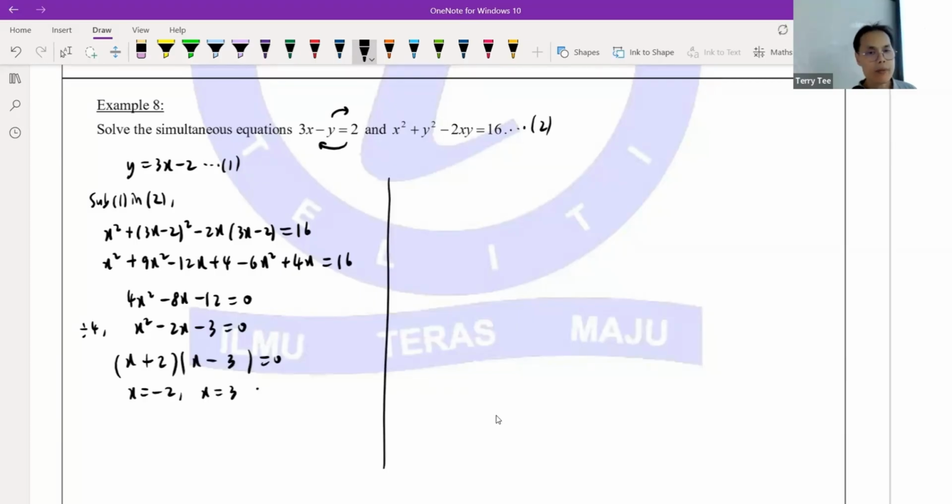Now with that, I will have to substitute this into equation 1 to find my y. My y is 3 times minus 2, which is minus 8. My second y will be 3 times 3 minus 2, which is 7. So notice you have two answers for x and two answers for y. Sorry, I factorized this wrongly. This is plus 1, right? This one, minus 3 plus 1. So this is a minus 1, and this is minus 5.